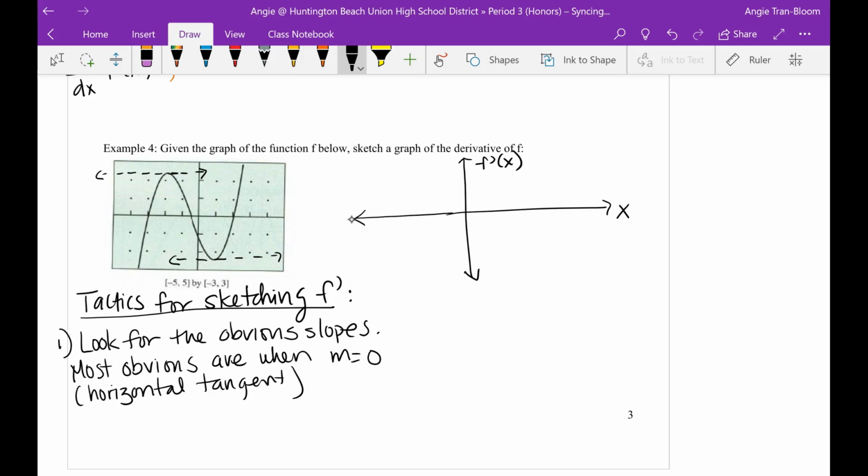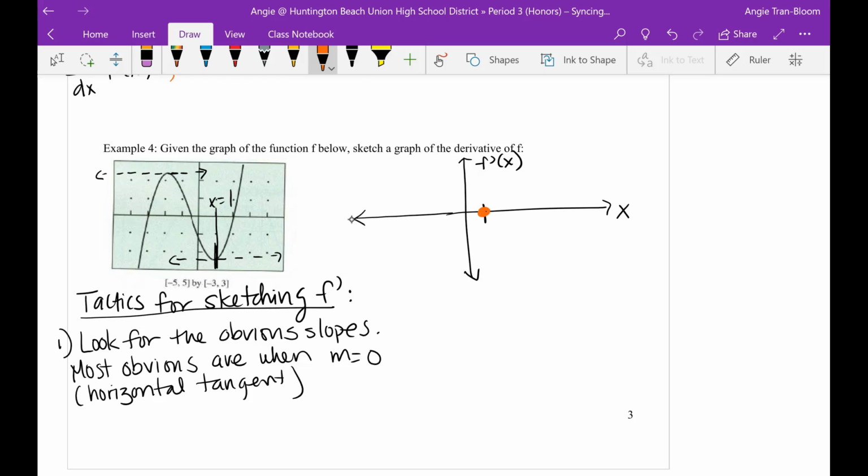Now, x is still x. So x in f of x is the same as x in f prime. Looks like I'm going to have x equals 1 right here. So that's my first one. What does that mean? Well, when x is 1, the slope is 0, which means f prime is 0. That's why the tangent is horizontal.